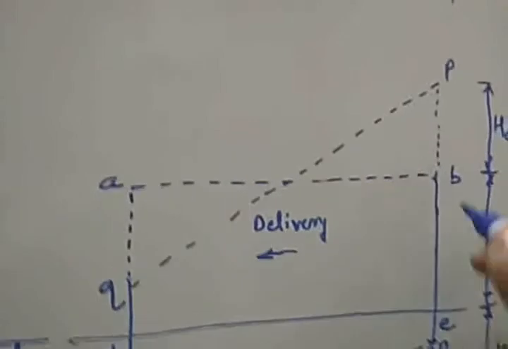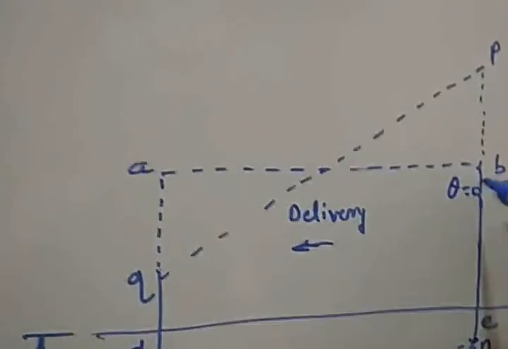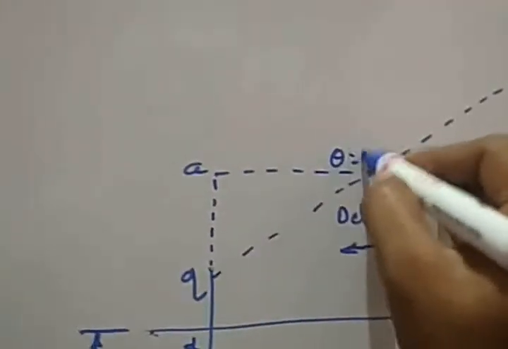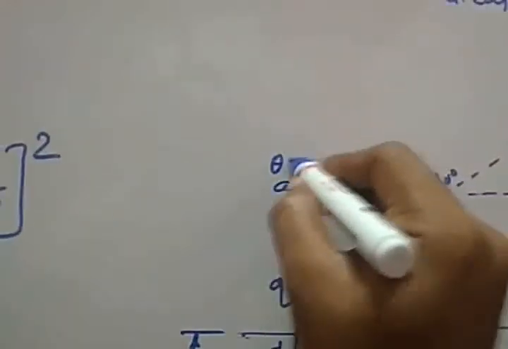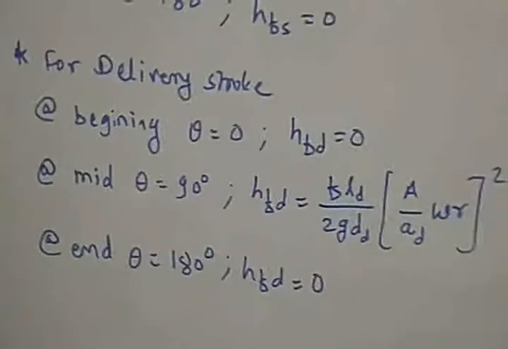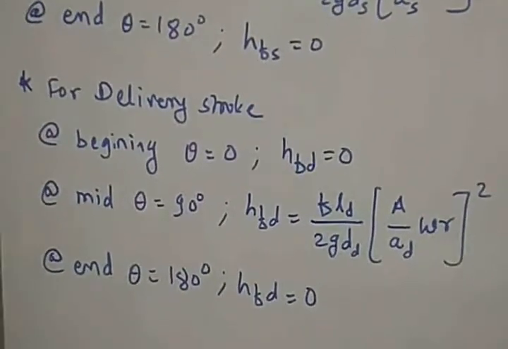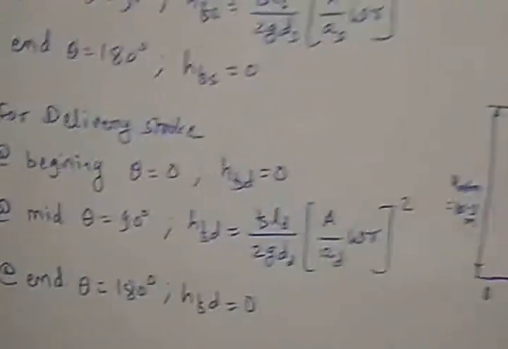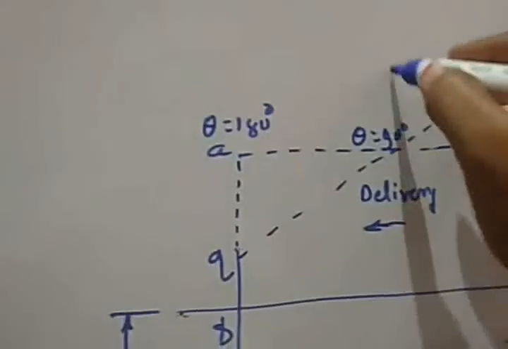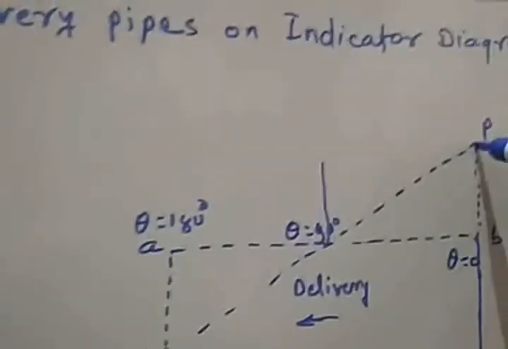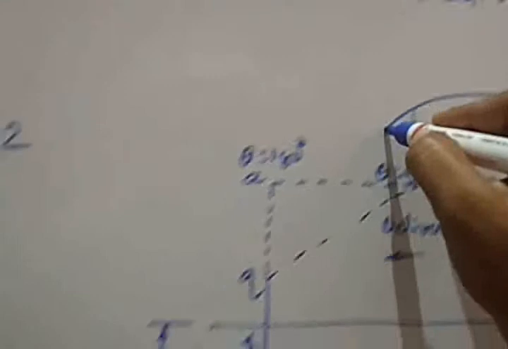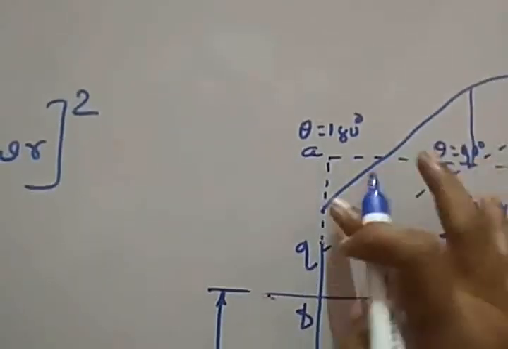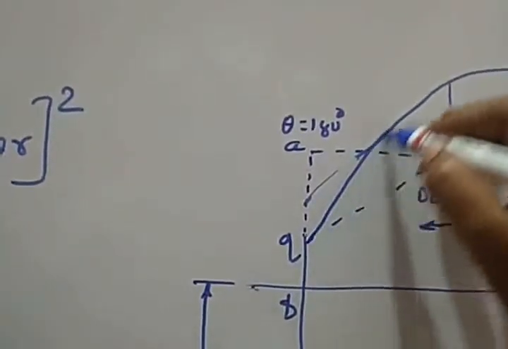Similarly for delivery, theta is equal to 0 over here, theta is equal to 90, and theta is equal to 180 degrees. For the delivery stroke, at the beginning HFD is 0, at mid it again has the maximum value, and at the end again it is 0. So again I'll have a parabola showing the maximum value, something like this.